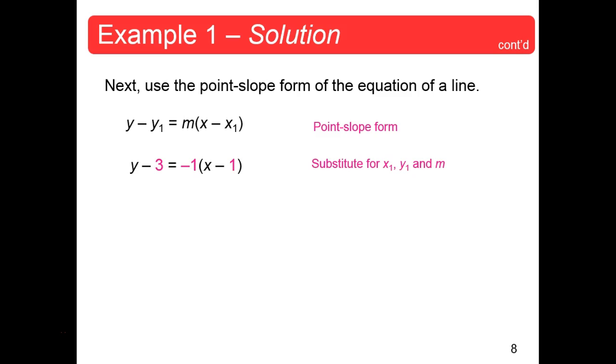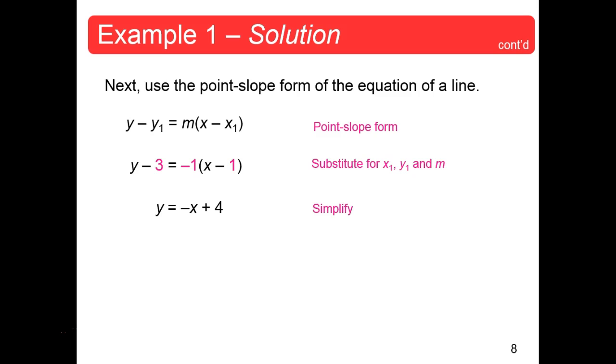Okay. So, y minus 3 is equal to minus 1 times x minus 1. They skipped a bunch of steps. Add 3 to both sides, and 3 plus 1 is 4. Y is equal to minus x plus 4.